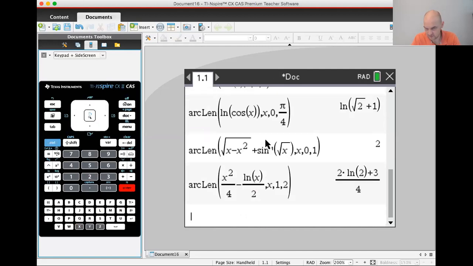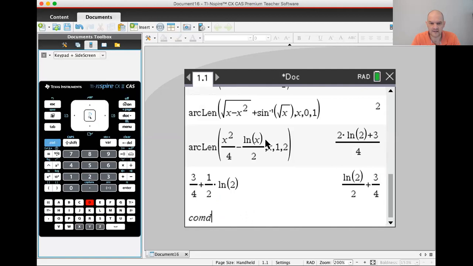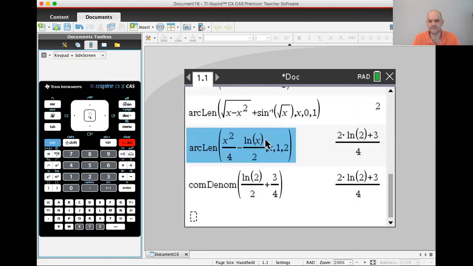And I get 2 plus 2. Two of them. Why? Oh, yeah. Okay, that's exactly the answer that we got. They just got a common denominator. We got 3/4 plus 1/2 natural log of 2. And then you get a common denominator. There you go. You can see they are the same.